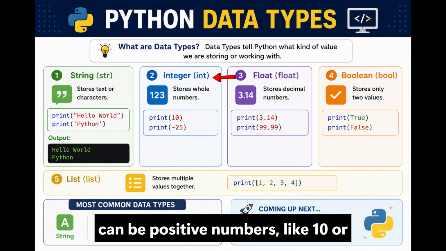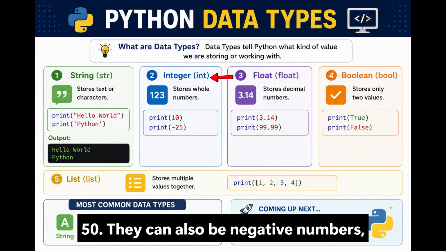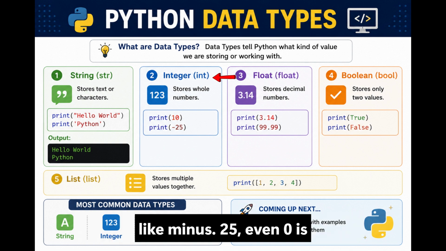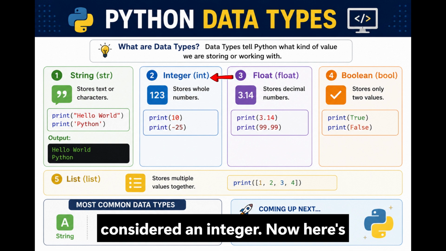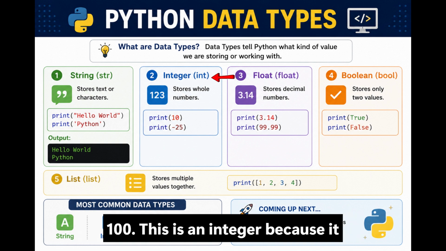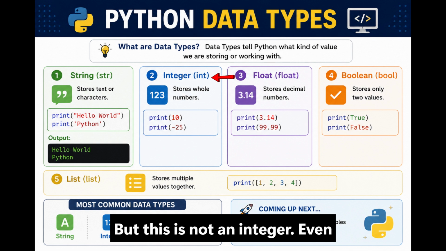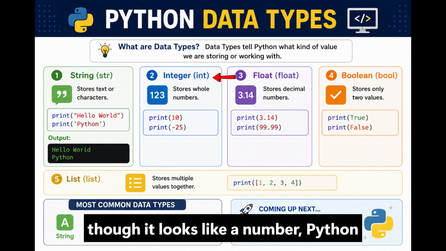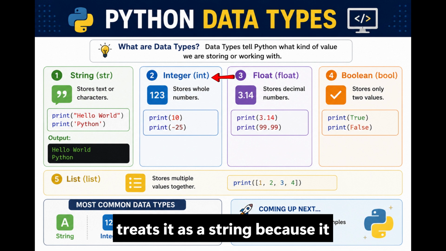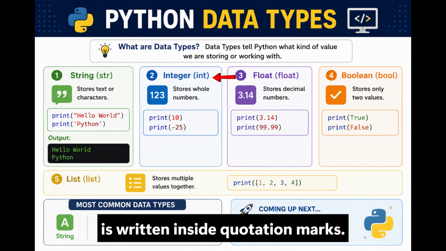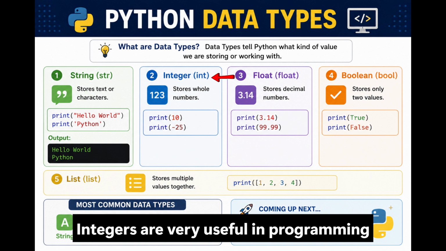Integers can be positive numbers like 10 or 50. They can also be negative numbers like -25. Even 0 is considered an integer. Now, here's something important to remember. Print 100. This is an integer because it is written as a number. Print "100." But this is not an integer. Even though it looks like a number, Python treats it as a string because it is written inside quotation marks.